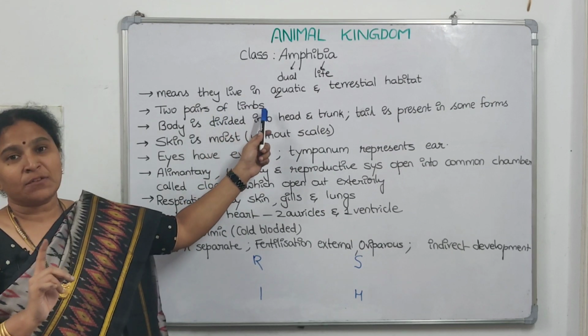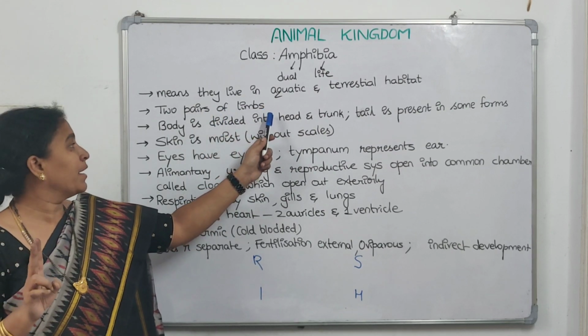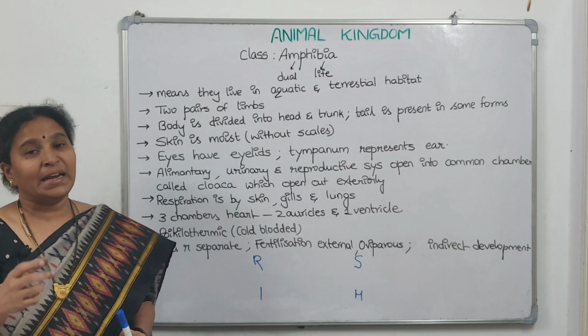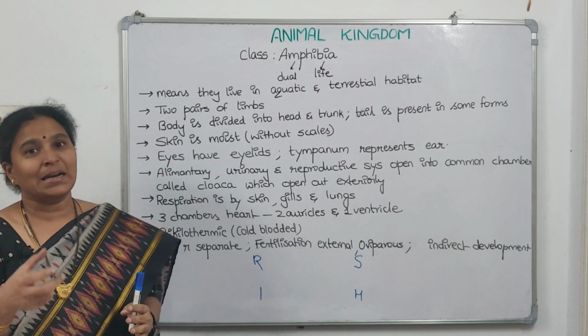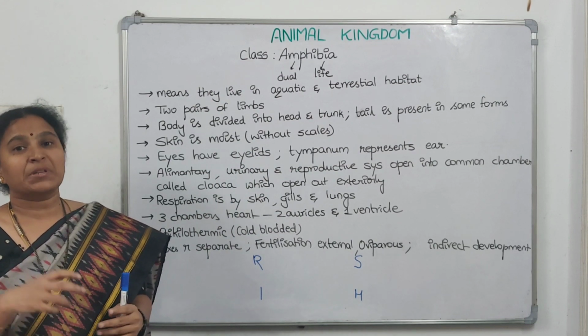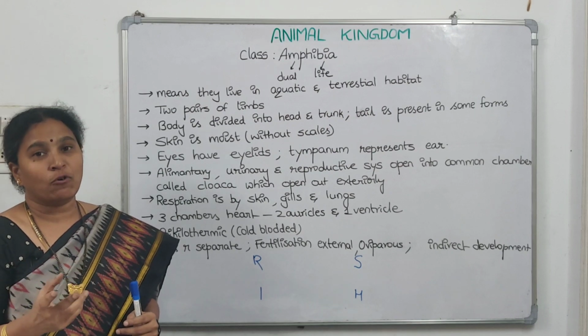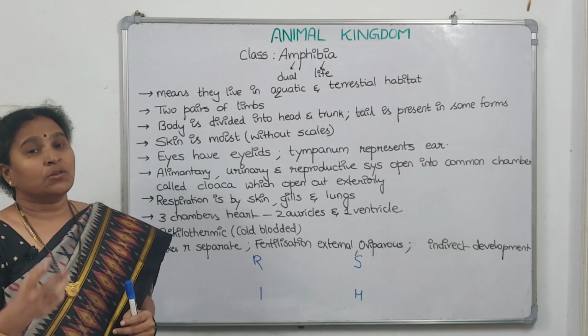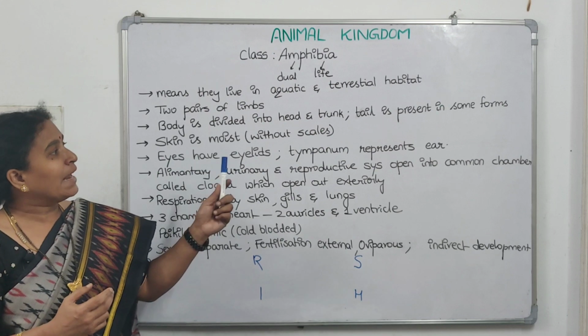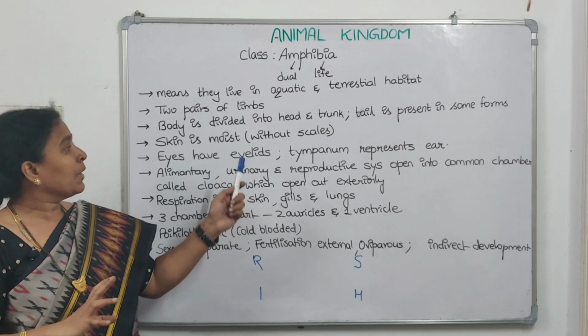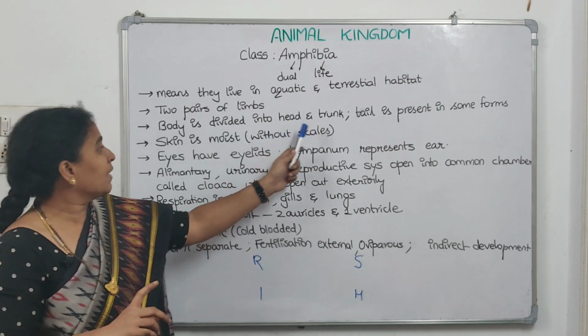And they have 2 pairs of limbs. Since they're tetrapods, they have 2 pairs of limbs. Body is divided into head and trunk. If you have seen a frog, it has head and it has trunk. Tail is present in some forms, not in all forms. Like Bufo and frog don't have a tail, but Ichthyophis has a tail. So tail is present in some forms, not mandatory. But the body is divided into 2 parts. There is head and trunk.